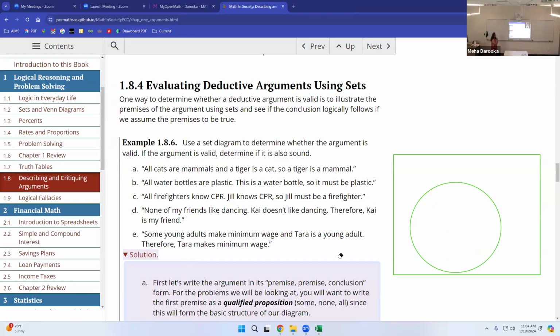Okay, so dancing and friends would be the two circles, and then how would you set them up? Now, there's no "all" in this case, right? So one cannot go inside of the other like we did for the first three examples. So how would you draw the Venn diagrams? None of my friends like dancing. There kind of is an "all." Yeah. None implies that all of his friends do not like dancing.